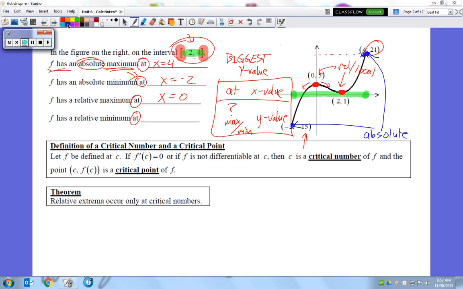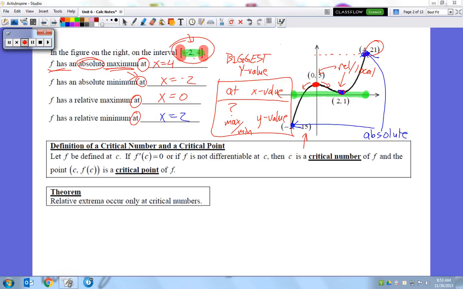Okay, so let's go over here and finish what we have. F has a relative minimum at x is equal to 2. And that's talking about that point here. It's not absolute again, it's just relative because it's in the immediate surrounding area. It's the local.